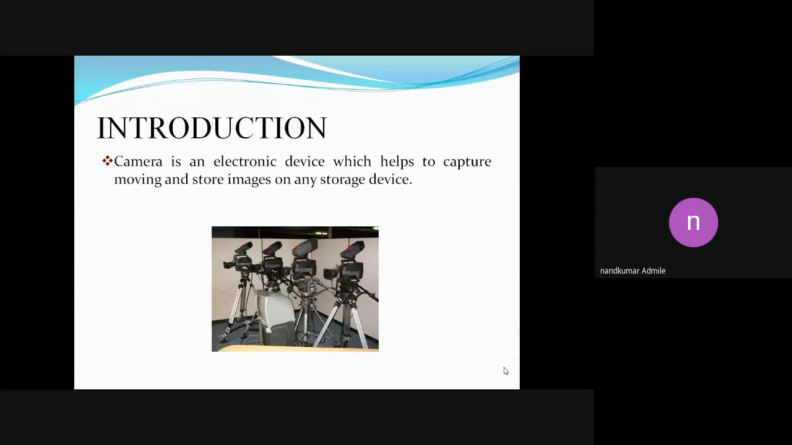So by using this camera, we can capture the moving object and we can store it on any storage device. Okay, so similar to that, we can also capture the video by using our mobile camera, and we can store it in the mobile memory. So we can capture the various moving objects by using this electronic device, which is called a camera, and we can store that particular video on any storage device. Okay, so it is a simple definition of a camera.